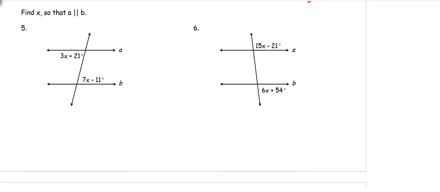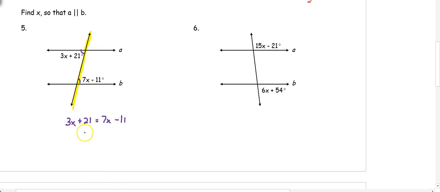So now let's use this idea to solve for x. It's the same idea as we did the day before, it's just worded differently. So find x so that A is parallel to B. So we need to know the value of x that makes these lines parallel. Looking at our angles, these are alternate interior angles because they're between A and B and they're on opposite sides of the transversal, which means they have to be congruent. So we're going to set them equal and solve for x.